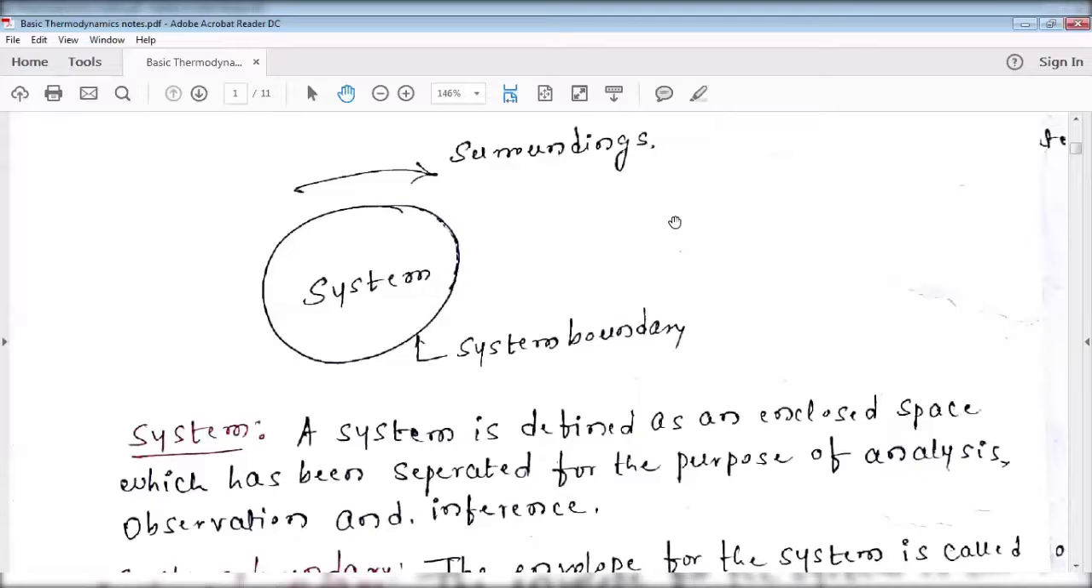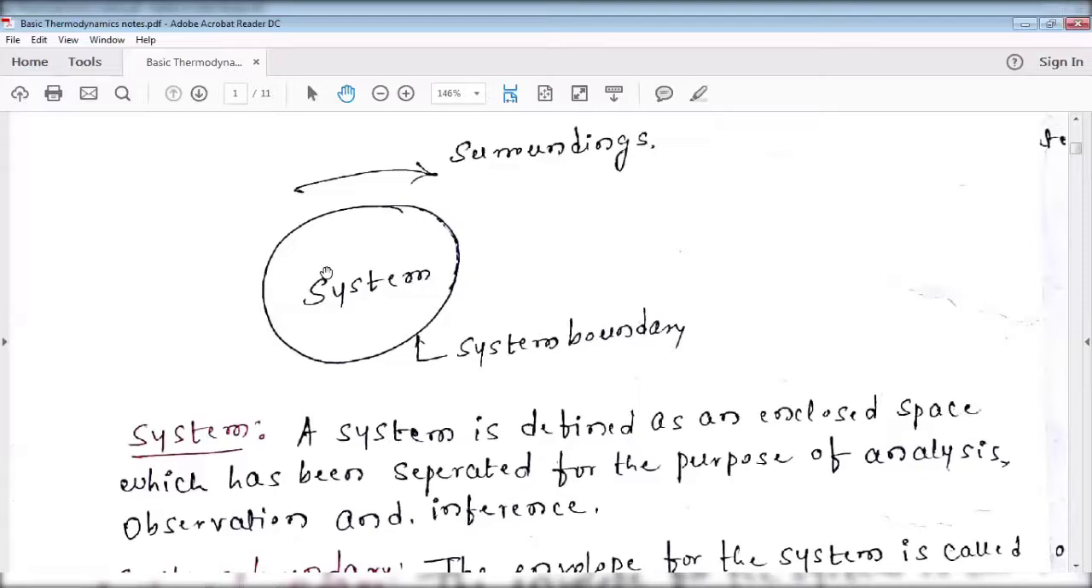How to remember system, system boundary, and surroundings? Suppose you are staying in your hostel and you want to write a letter to your parents. First, you write that letter. Whatever matter you want to express to your parents, you write it on a paper. Whatever you have written, that paper is called a system.